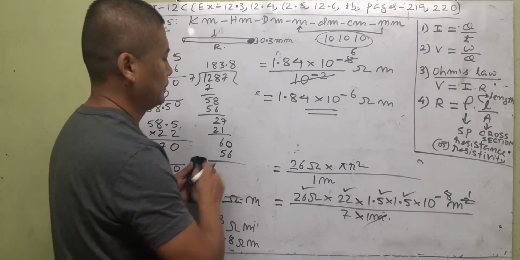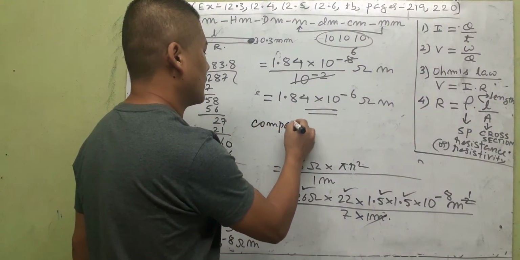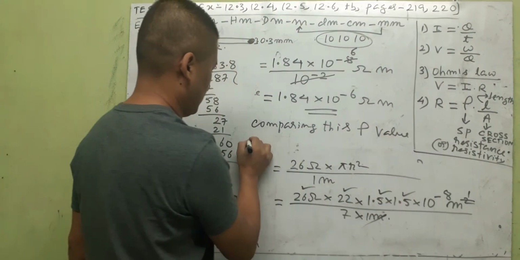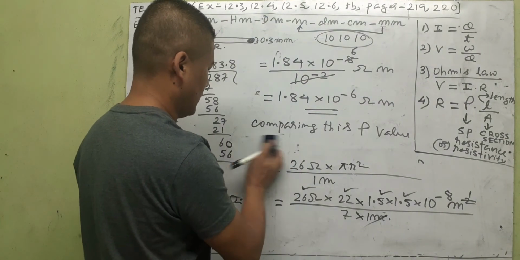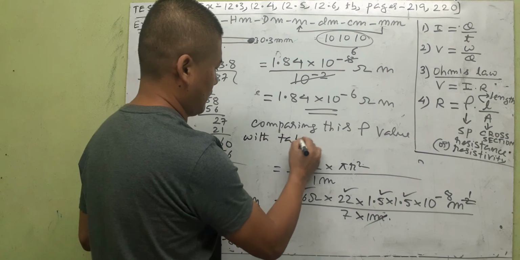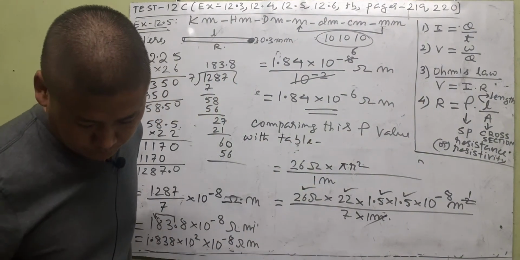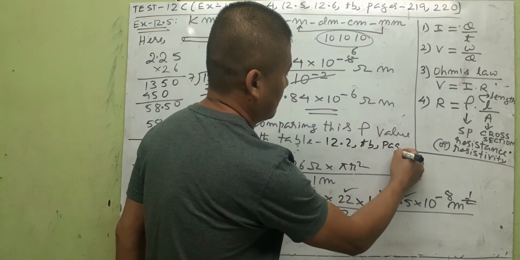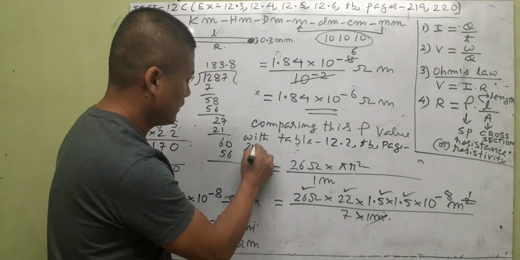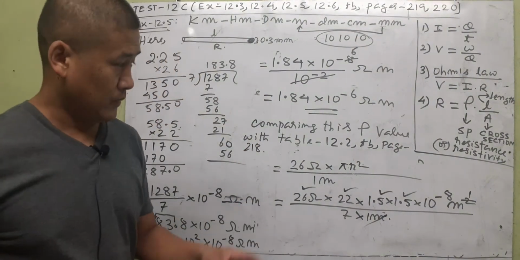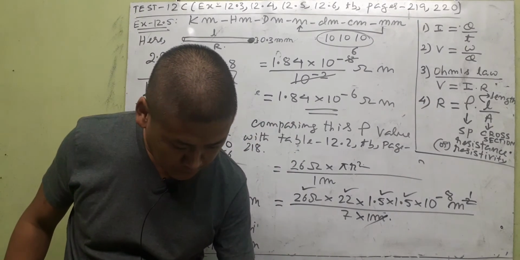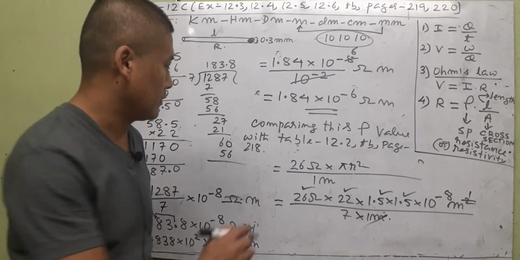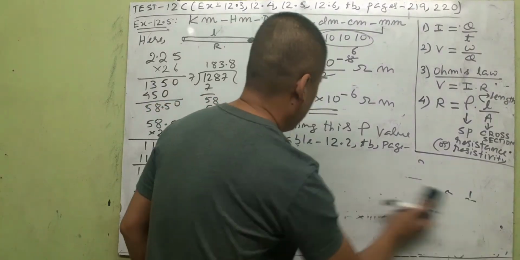Now comparing this raw value with the table. The question is saying table 12.2, textbook page 218, go there. There is a table. Which material has this value? Go there, and you will see 1.84 there, manganese. Page number 218, at the bottom there is a table. So we can write your final answer.